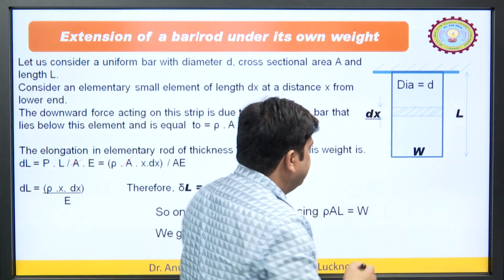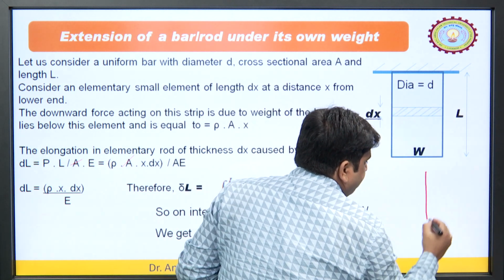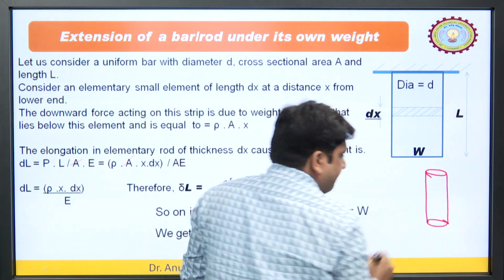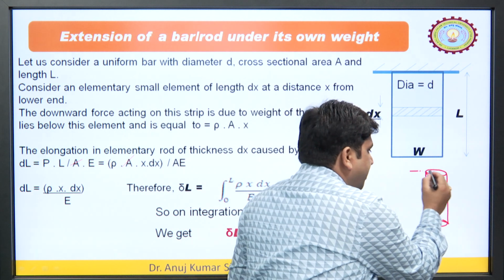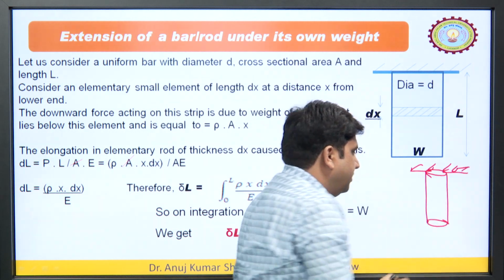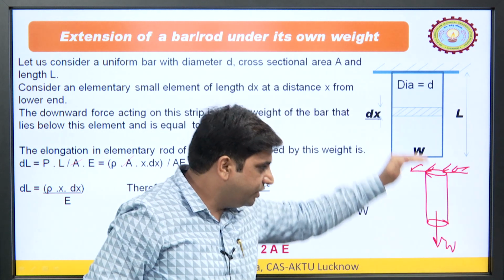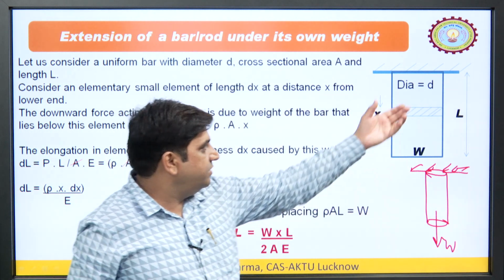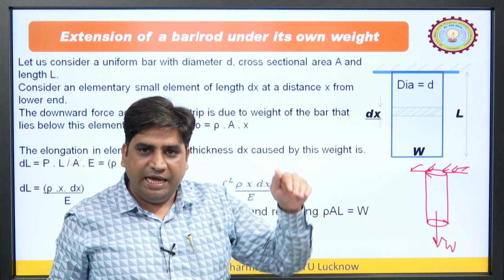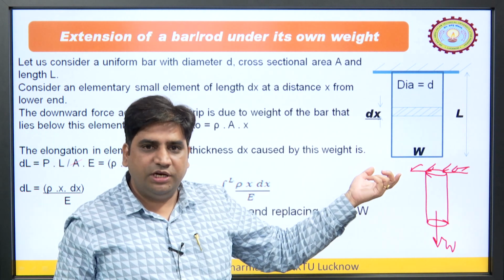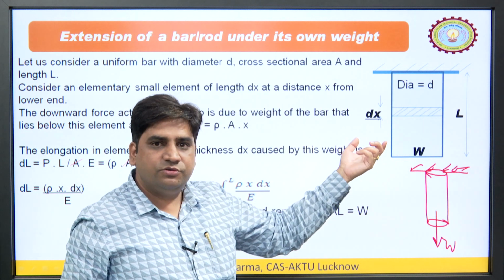So, let us say this is the rod, and it is having some weight. Here it is fixed, so the overall weight of this object will act downward and it will try to elongate it. It is quite similar to the previous problem, a little bit simpler than that problem, so we can do the same here.